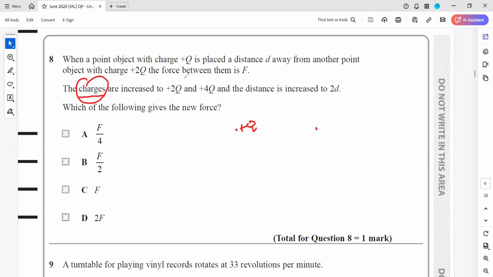So first, when a point charge of plus q is placed at a distance d from another point charge 2q, at a distance d, what about the force? F is equal to q1 q2 over r squared. Now in the question, the distance is doubled and the charges are also increased. The charges are increased to 2q and 4q.